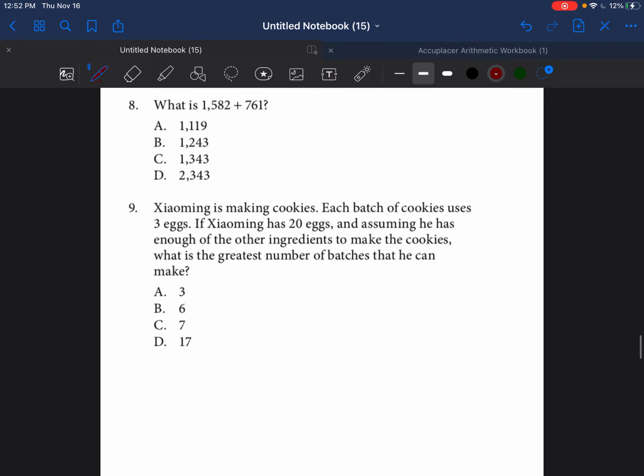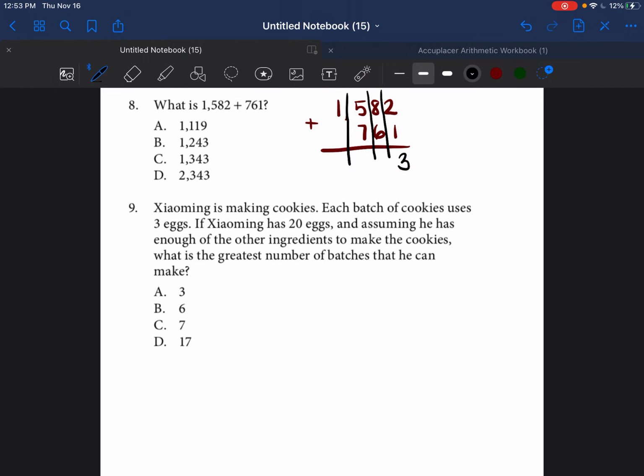Don't give up. So now 8 says, what is 1,582 plus 761? So this is addition, 1,582, then 761. We're going to go ahead and add these 2 numbers together. Now, if it helps you to put columns when you're adding, go ahead and put those columns. I always say that if they give you a scrap piece of paper to work with, that scrap paper does not matter what you do in order to get the right answer. Just do whatever it takes in order to get the right answer. So let's go ahead and add these columns together.